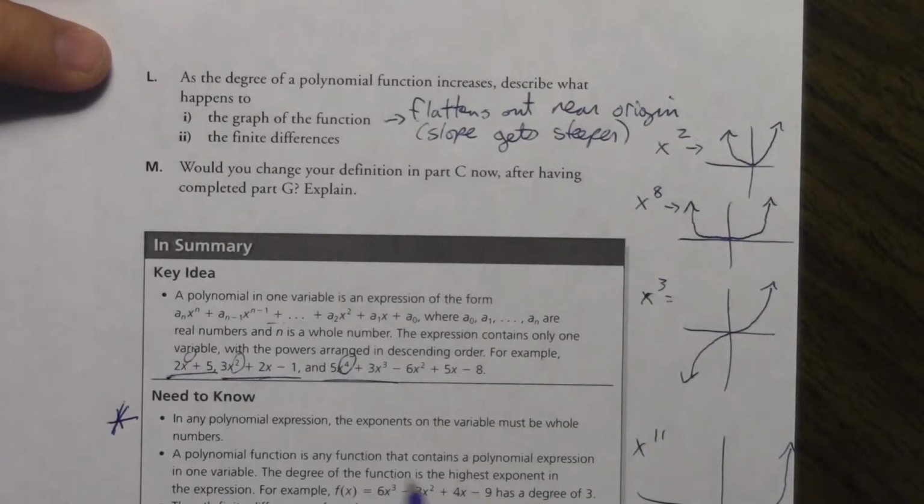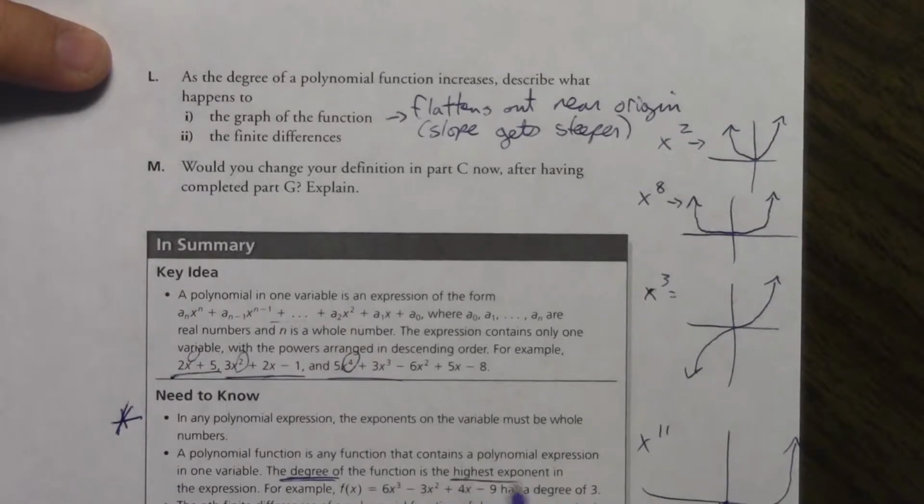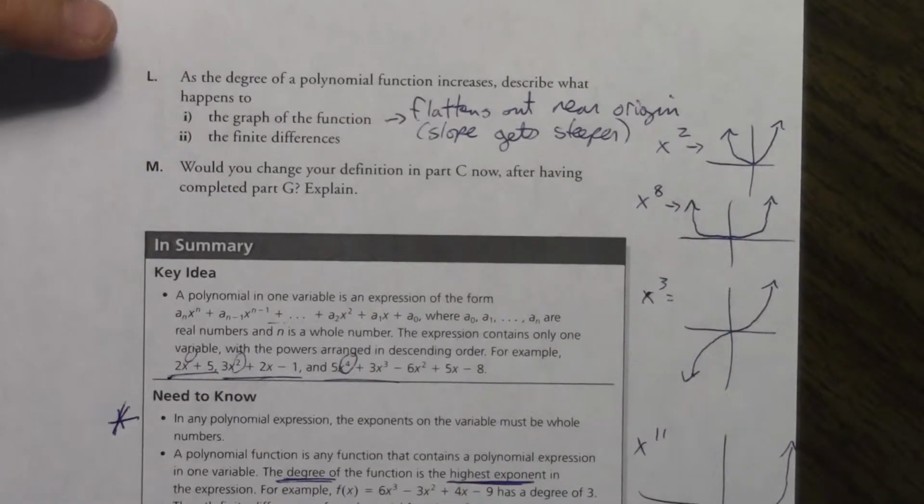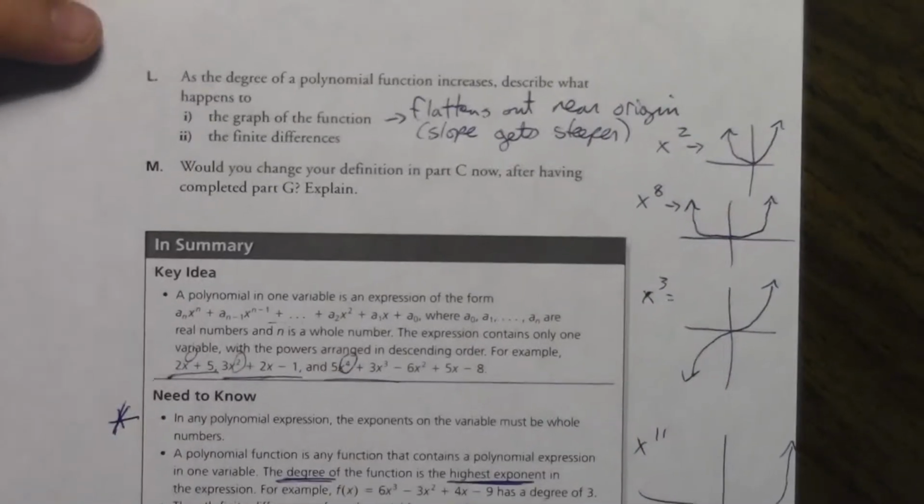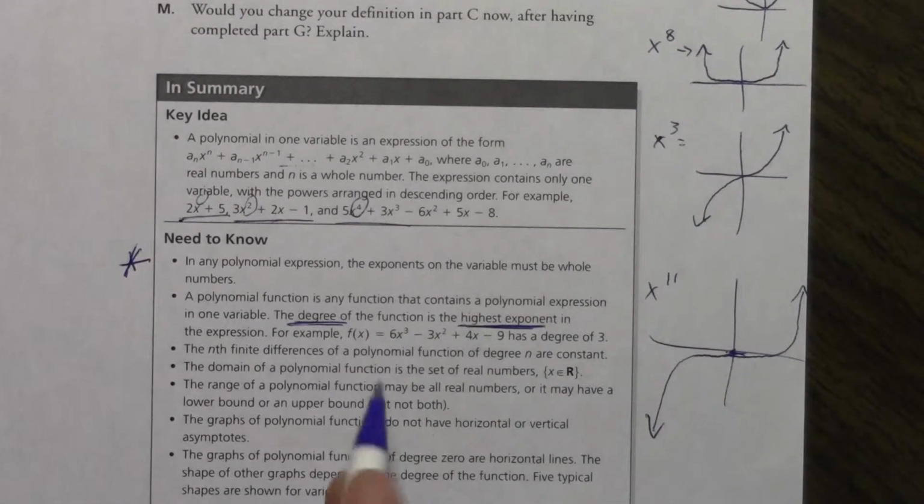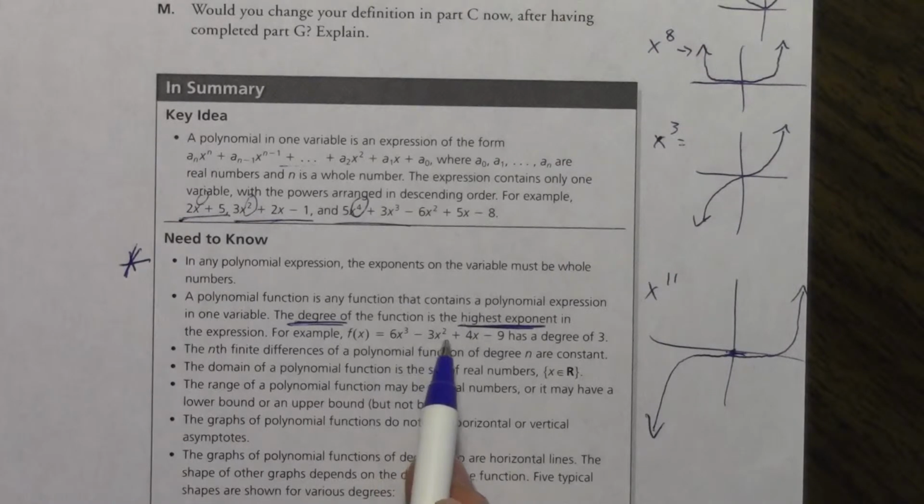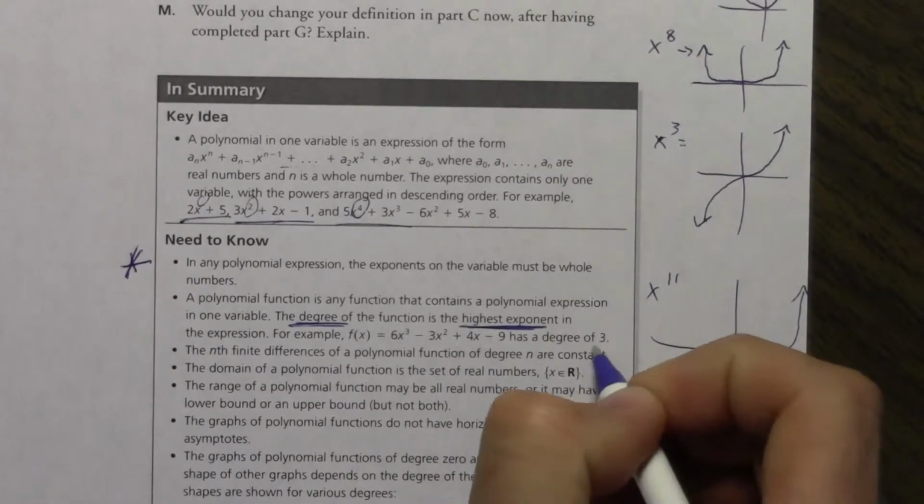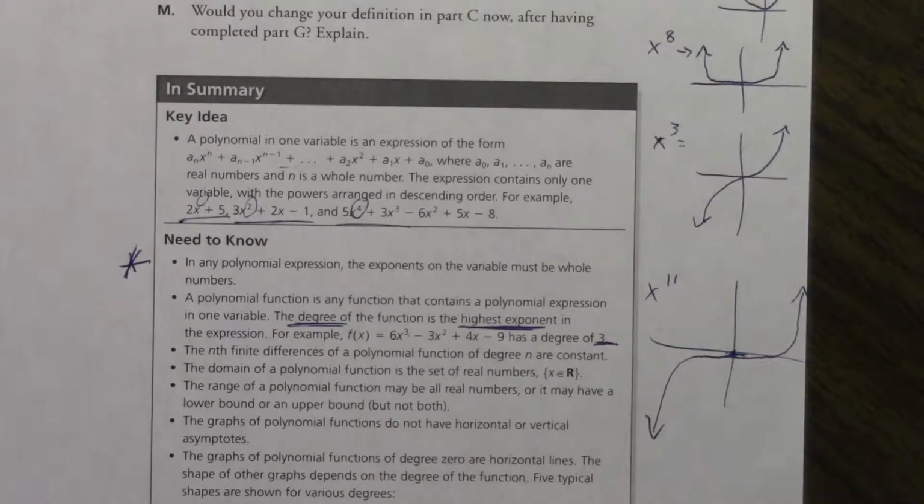The degree of the function. Remember this, the degree is the highest exponent. If you hear that on the test, what's the degree again? It's the highest exponent in the function, okay? So for example, 6x cubed minus 3x squared plus 4x minus 9, the degree is 3. Why? Because the 3 is the highest exponent, okay? That's a review from 11.